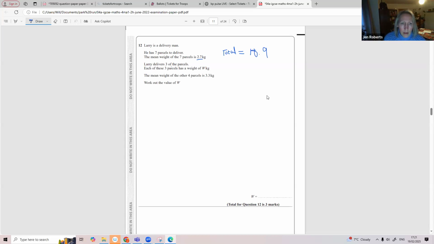Larry delivers 3 of the parcels. Each of the 3 parcels has a weight of W, okay? The mean weight of the other 4 parcels is 3.3. Again, I'm going to get my total for these 4 parcels by doing 4 times 3.3, 13.2 kilograms. So let's subtract those to find the total weight of the other 3. Here's your 5.7. This is the total weight of those 3. Divide both sides by 3, which gives you W is 1.9.